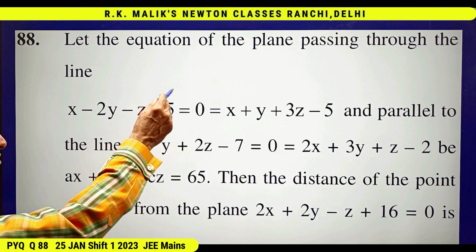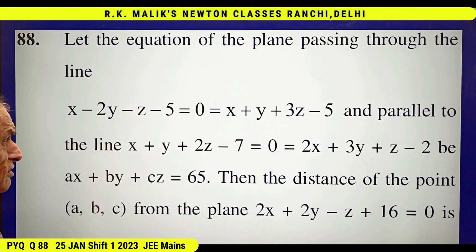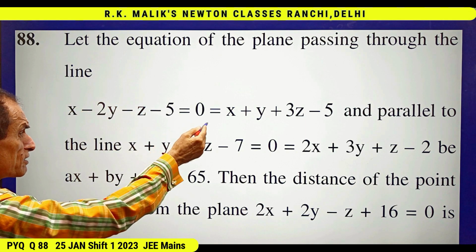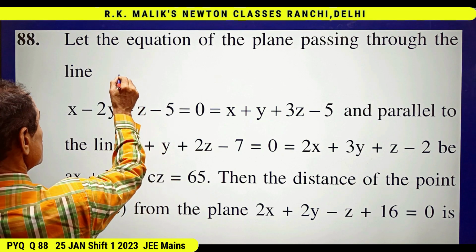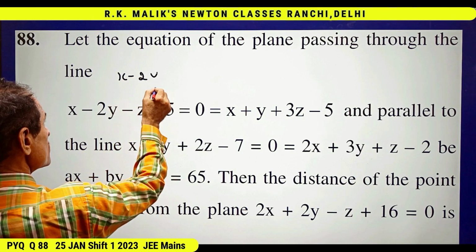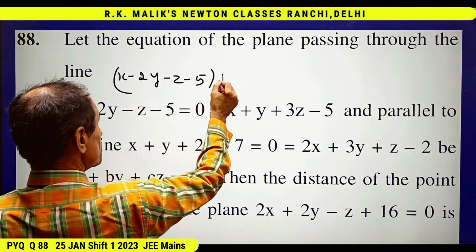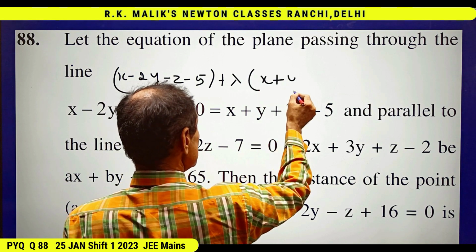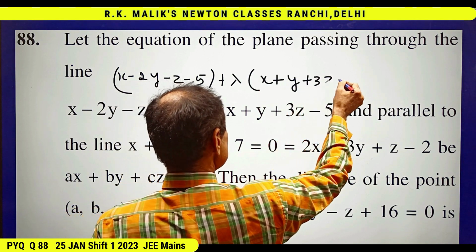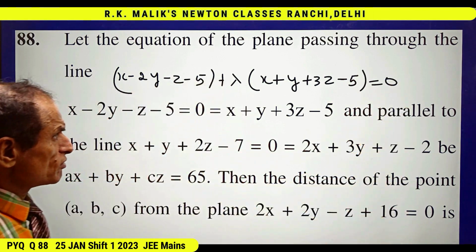Hence, the equation of the plane which is passing through the line this will be one plane plus lambda times the other plane. That is, x minus 2y minus z minus 5 plus lambda into (x plus y plus 3z minus 5) equal to 0.